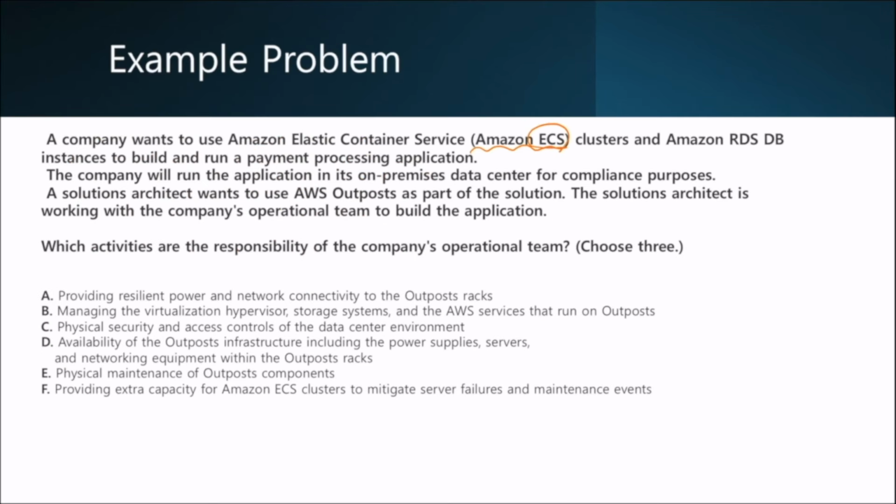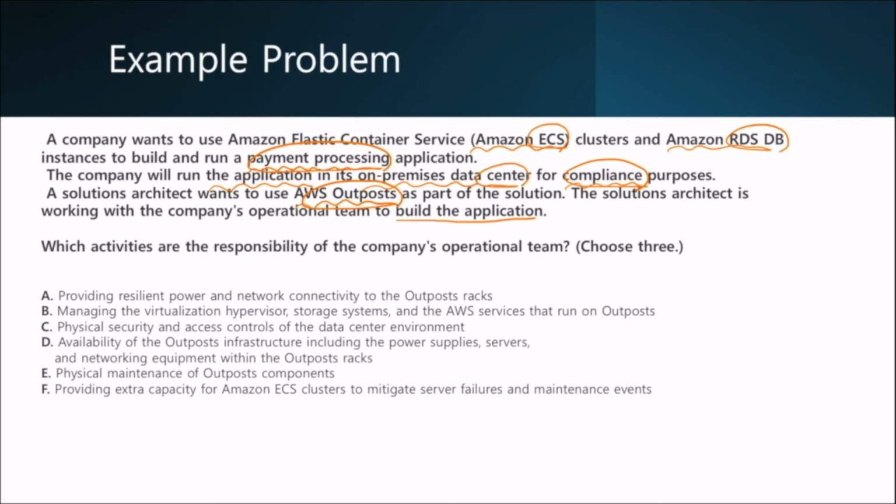Let's finally try an example problem. A company wants to use Amazon Elastic Container Service, Amazon ECS, clusters, and Amazon RDS DB instances to build and run a payment processing application. Payment processing. The company will run the application in its on-premises data center for compliance purposes. A solutions architect wants to use AWS Outposts as part of the solution. AWS Outposts are important. The solutions architect is working with the company's operational team to build the application. We're building an application, right?